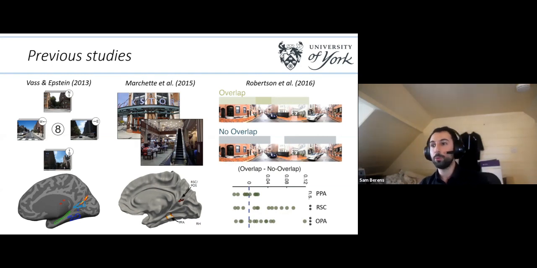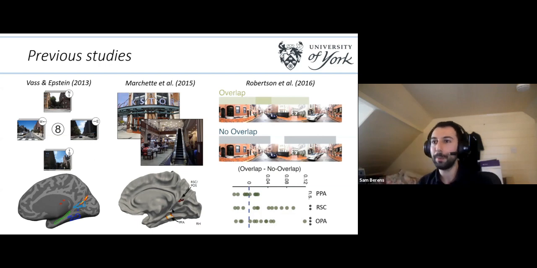So for instance, someone would have known that these two images in the center here were taken at a cinema. I believe it was a cinema. And so there might be some semantic information that is driving these patterns of BOLD activity here. We can't rule that out.